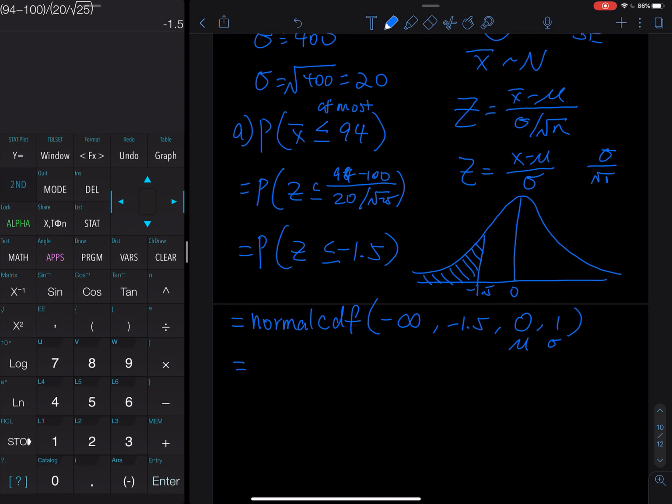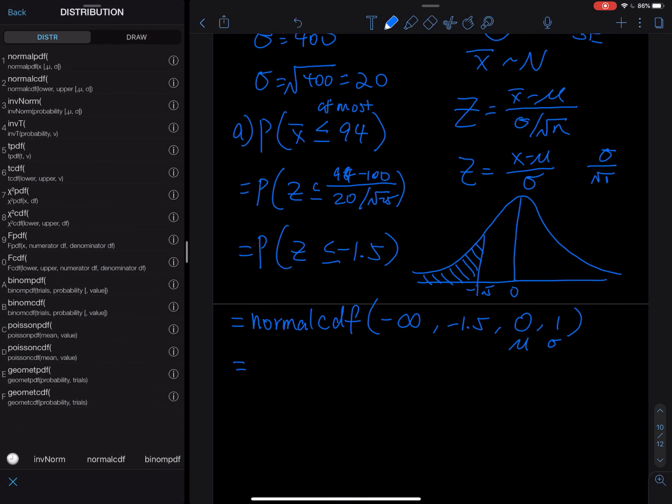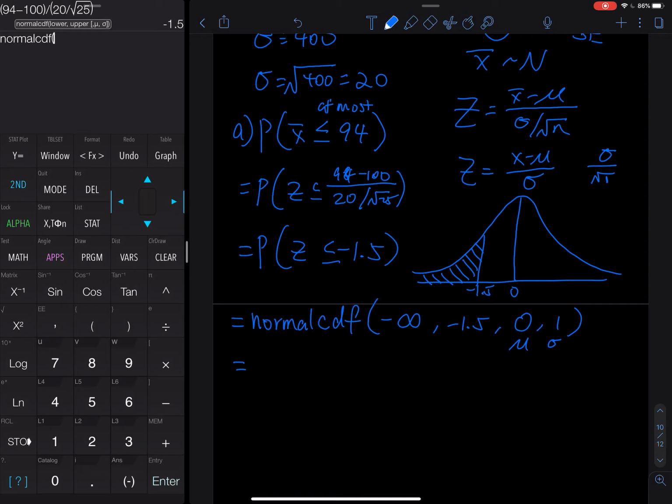And then second, normal CDF. From negative infinity, you type negative 1, not minus 1. Use the negative key between the decimal point and the enter key. Second, comma, 99, and then negative 1.5, mean is 0, standard deviation is 1, then you get your probability. So the probability is 0.066. I usually use 4 decimal places for probability. So that is the answer to problem A.